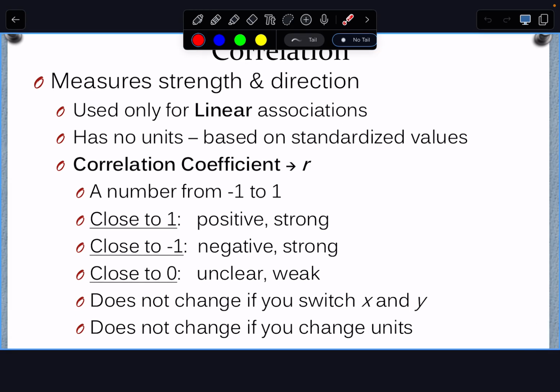So correlation is our primary focus today. When we measure correlation, we measure the strength and the direction for our linear association. And it is extremely important in those first couple of lines there. Correlation measures strength and direction, but correlation is only meaningful when we have a linear association.